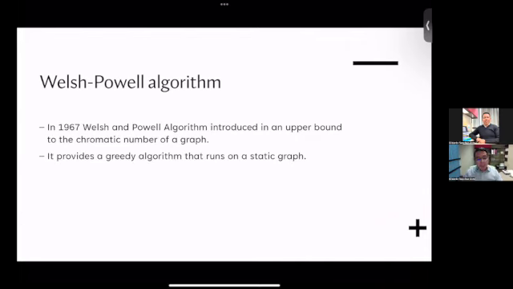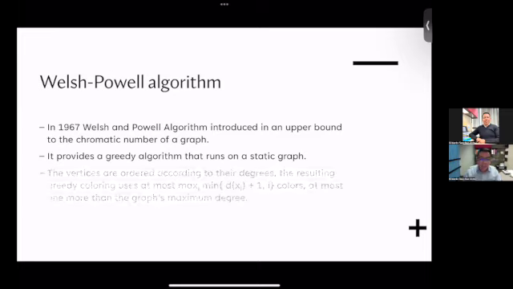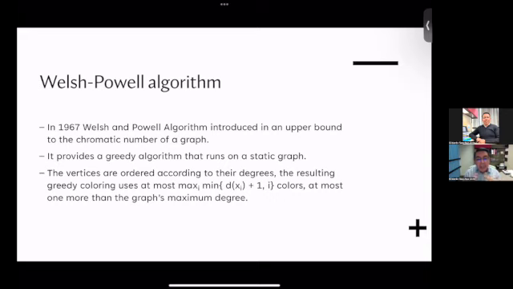So Welsh-Powell is also a greedy algorithm that will run on a static graph. The vertices, but in this case, the vertices are going to be ordered according to their degrees. So the resulting colors will be at maximum, the minimum between the degree of the node +1 and the number of vertices.